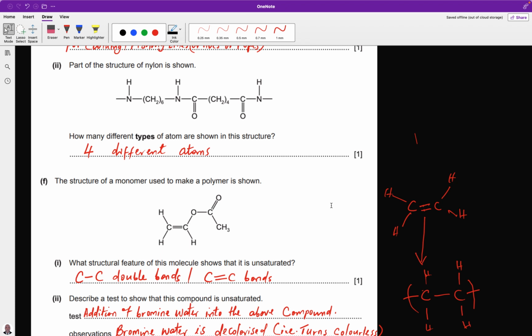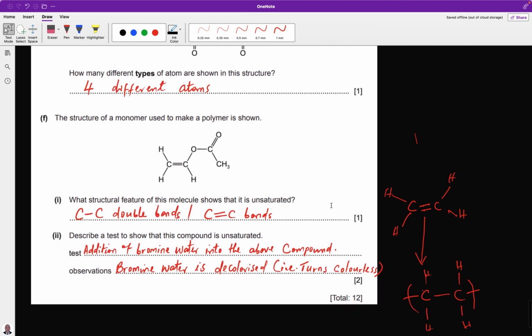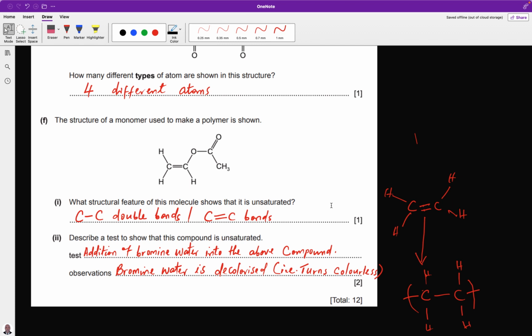The structure of a monomer used to make a polymer is shown below. What structural feature of this molecule shows that it is unsaturated? Unsaturation is indicated by a double bond or a triple bond. So the only feature is the presence of the double bond. We can write it as a carbon-carbon double bond.